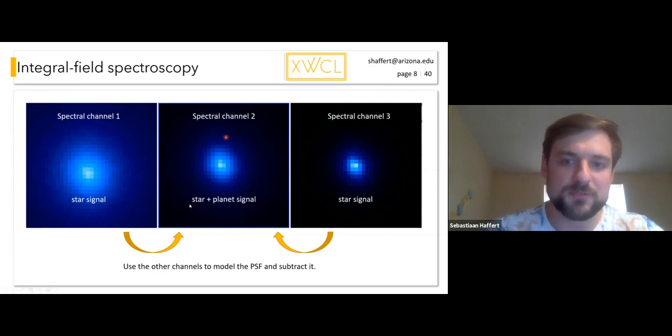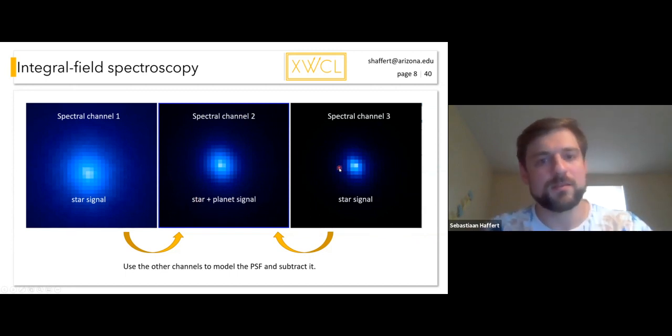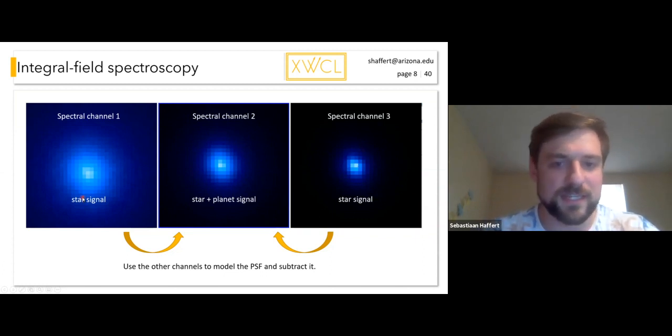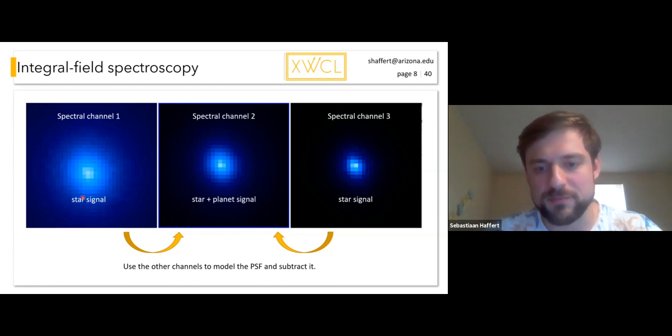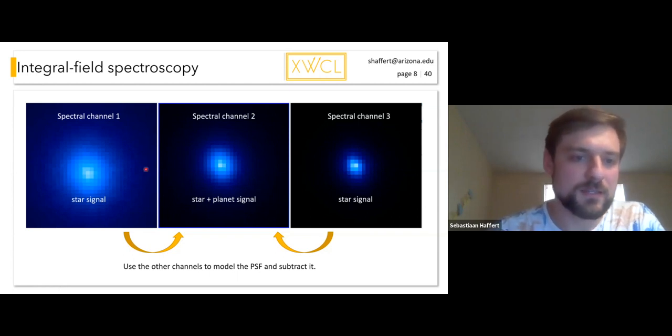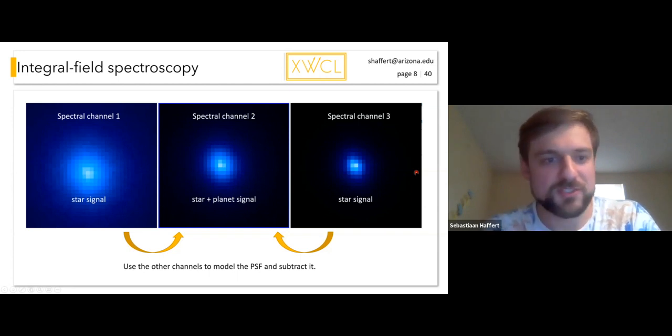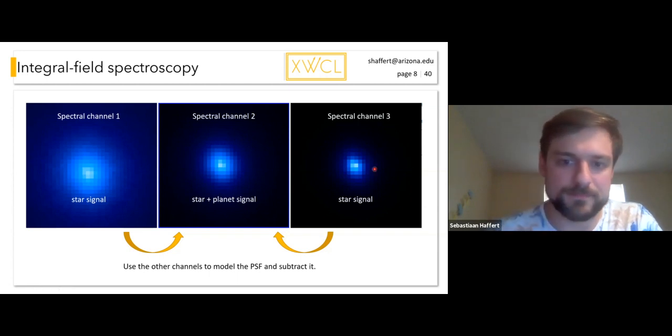So if there's one spectral channel, like the middle one, that has a star plus planet signal, and the other two don't have any planet signal, that means you can use those channels at the edges to model the PSF and subtract your star. However, as you can see here, if there's a large difference in wavelength, the PSFs don't look alike. So the PSF changes with wavelength.